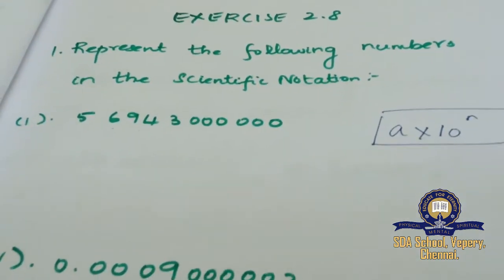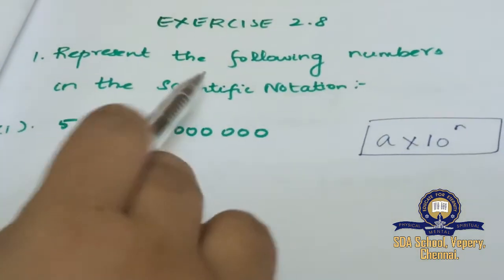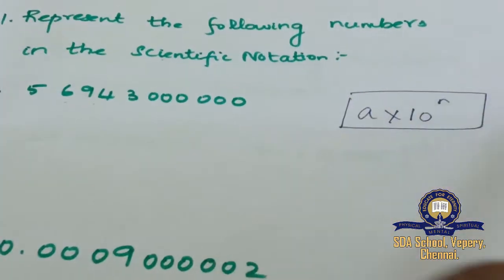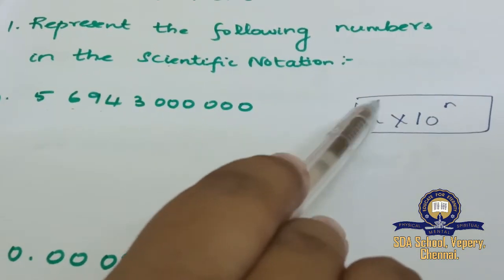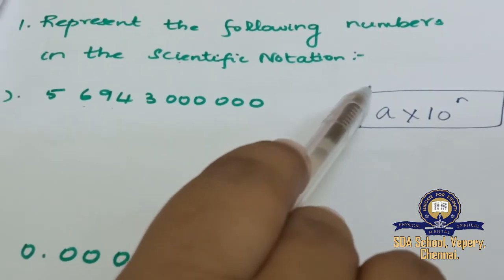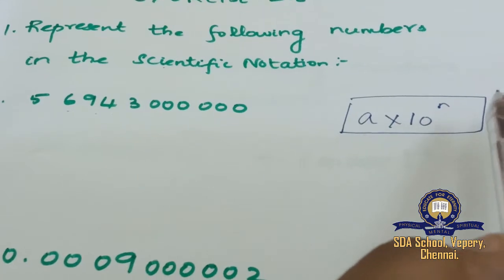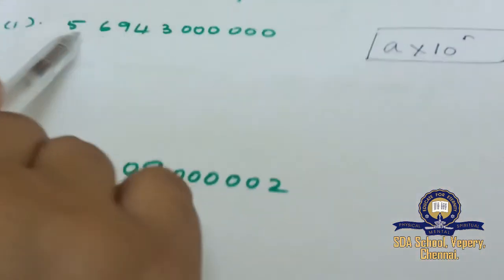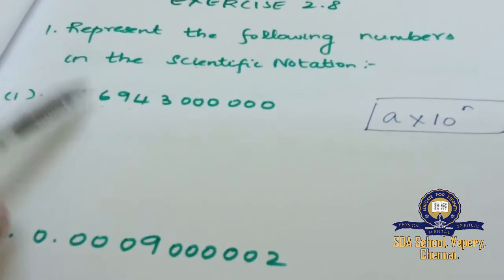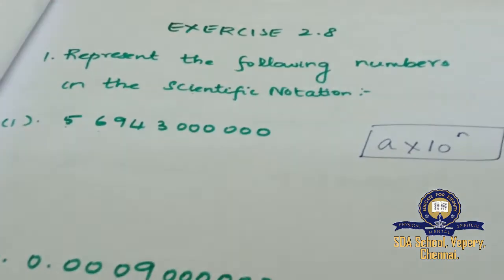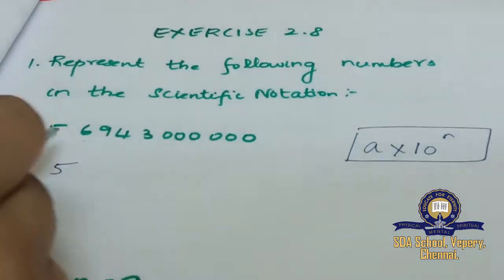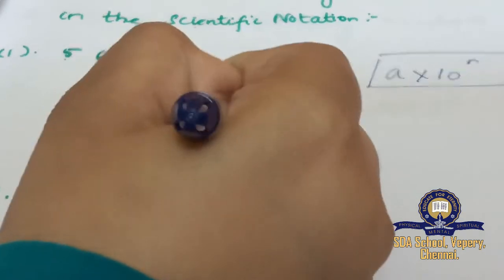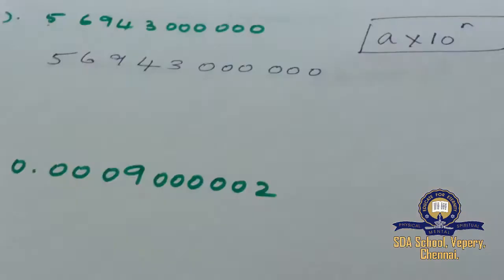Now let's move on to question number 1. Represent the following numbers in the scientific notation. You know that scientific notation means it has to be written in the form of a into 10 power n, and this a should be 1 less than or equal to a less than 10. Below 10 it has to be, and 1 or more than that. Here 5 point something I can write. First of all, I write the question: 5 6 9 4 3 triple 0 triple 0.